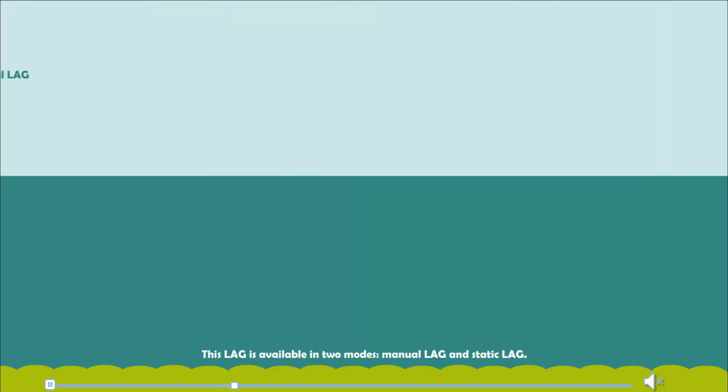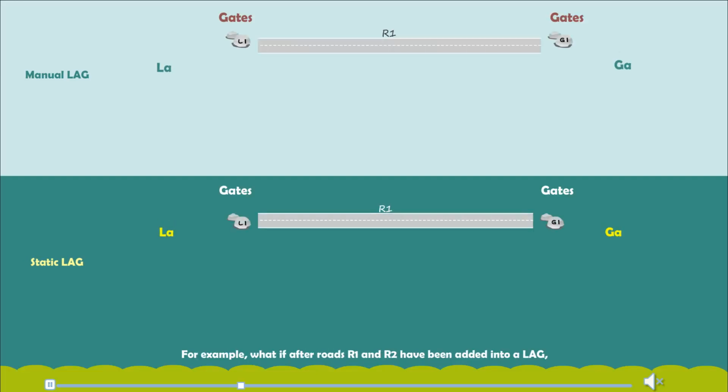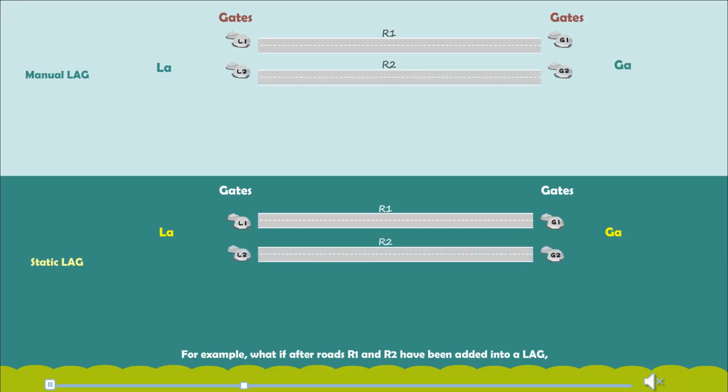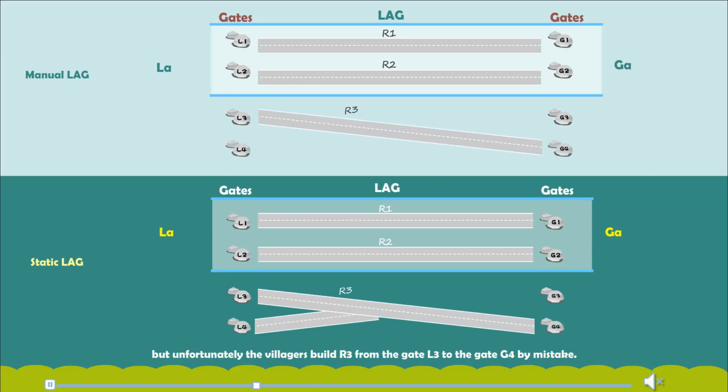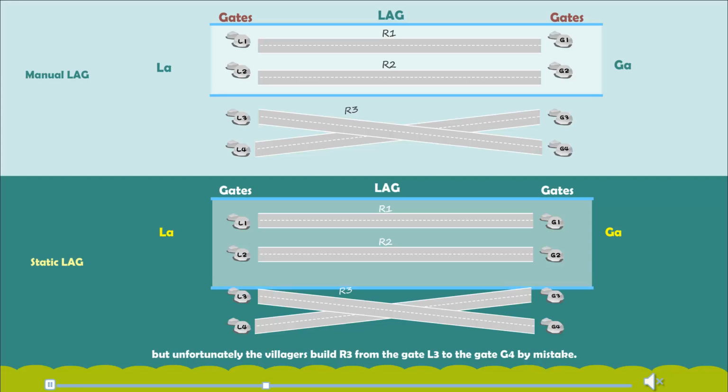This LAG is available in 2 modes, manual LAG and static LAG. What are their differences? For example, what if after roads R1 and R2 have been added into a LAG, the 2 villages want to build another road named R3 from the gate L3 to the gate G3, but unfortunately, the villagers built R3 from the gate L3 to the gate G4 by mistake.